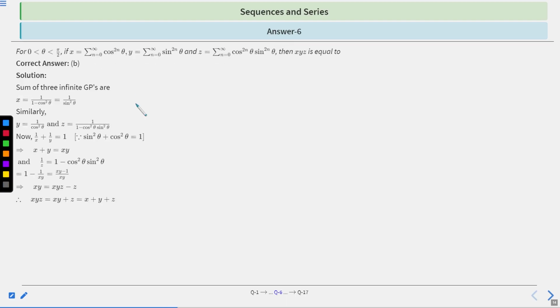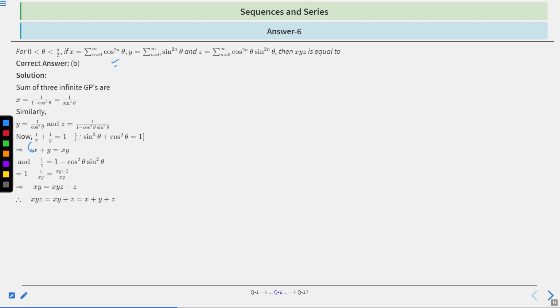Okay, the sum of three infinite GPs: this is an infinite GP, right? So x is basically 1 upon 1 minus cos square theta, since the common ratio is cos square theta, right? So it is 1 upon sin square theta. Similarly, y is 1 upon sin square theta... y is 1 upon cos square theta, and z is 1 upon 1 minus cos square theta sin square theta. Now let's calculate 1 by x plus 1 by y. So 1 by x is sin square theta and 1 by y is cos square theta, right? So 1 by x plus 1 by y is 1.